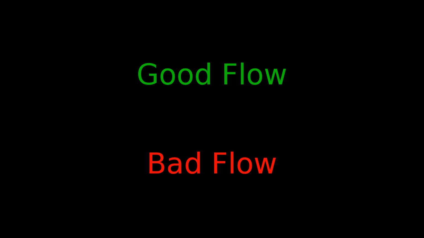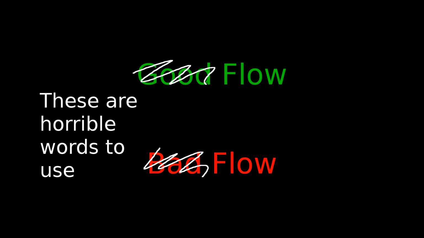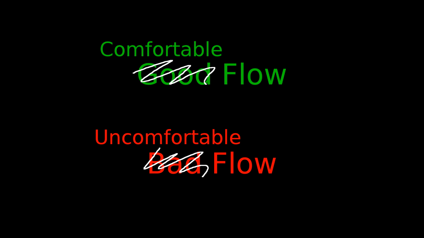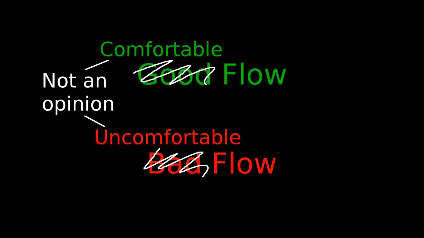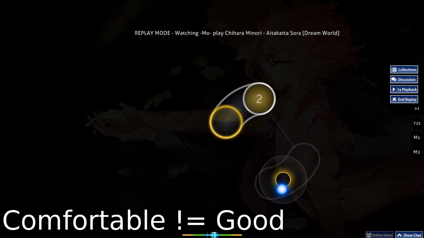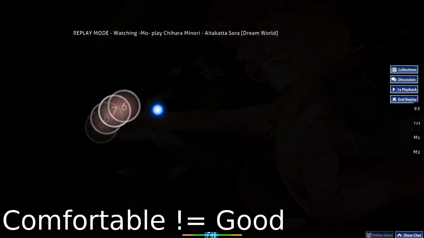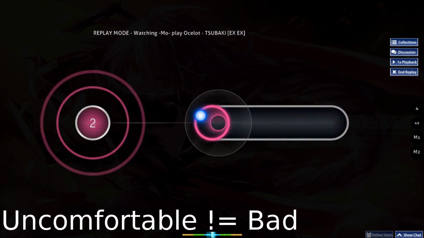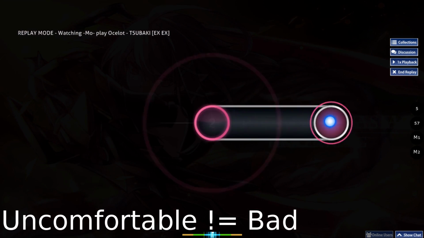Many people talk about good and bad flow when they're talking about a beat map, but these two words seem to be the ones drawing the most controversy. What people usually mean, and should be calling instead, is comfortable and uncomfortable flow, since that is directly referring to the property of the flow rather than an opinion of its quality. Comfortable flow does not necessarily mean good mapping, and vice versa, uncomfortable flow does not necessarily mean bad mapping. The reasons for this have been explained before.